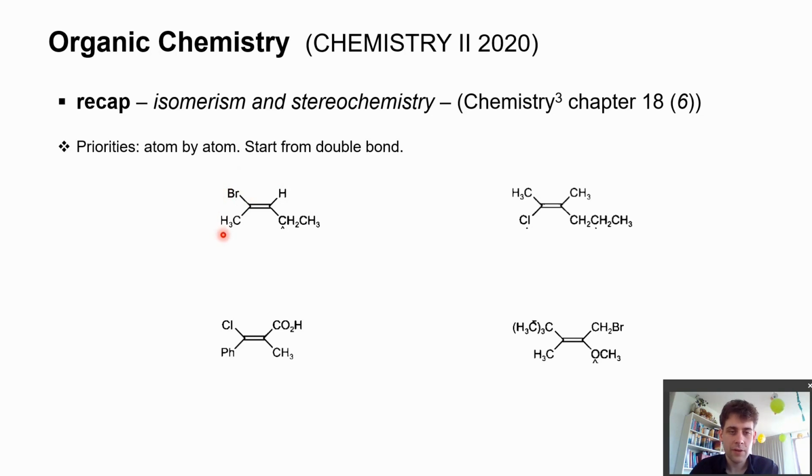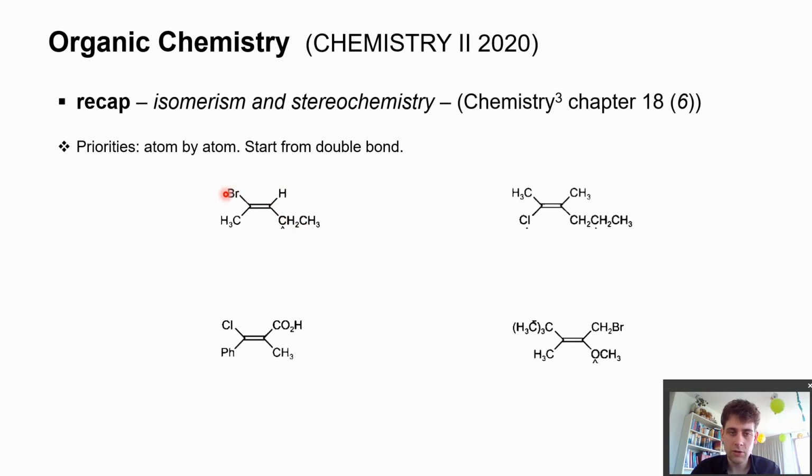Then we need to have a look at the other side, because we just want to find out if it's E or Z. And here we need to compare a hydrogen atom and a carbon atom. And in this case, it's also rather easy. Carbon is the element with the higher ordering number. So this ethyl chain gets the priority on the second carbon atom.